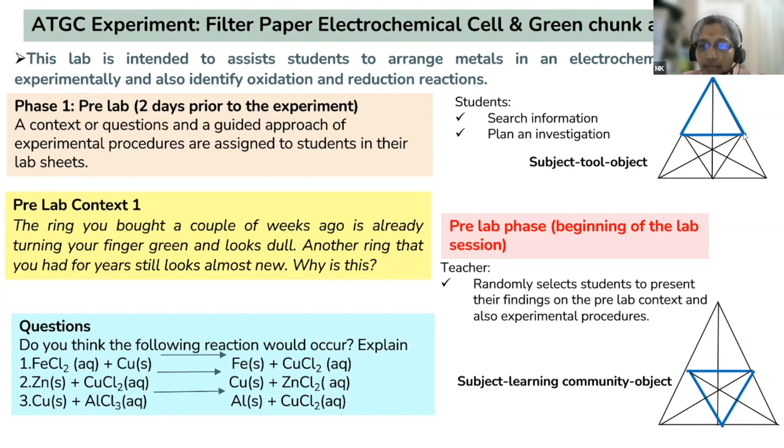And then the object is the answer that they might discuss and produce at the end of their pre-lab session. That means the object is the aim of conducting the pre-lab session. So collectively, there are two levels of activity theory taking place: subject, tool, object, and then also subject, learning community, and object. Okay, so this is at the pre-lab session.